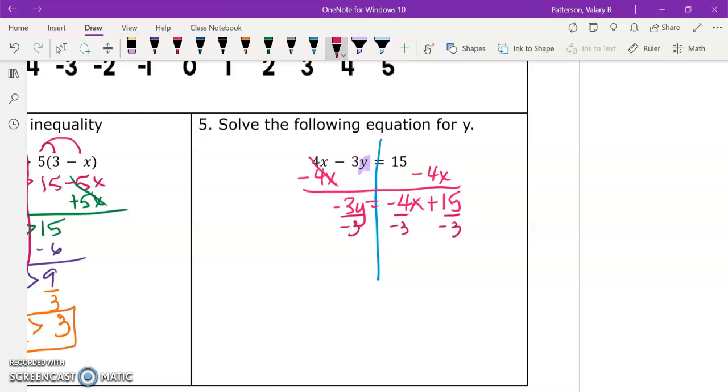So again, anytime you divide a number by itself, you get 1, so we're left with y by itself. Negative 4 over negative 3, you can put that in your calculator and it will simplify it for you. That becomes a positive 4/3. Negative divided by a negative is positive, and 4 divided by 3 is already simplified, so we're good. 15 divided by negative 3 is negative 5. And there you go.